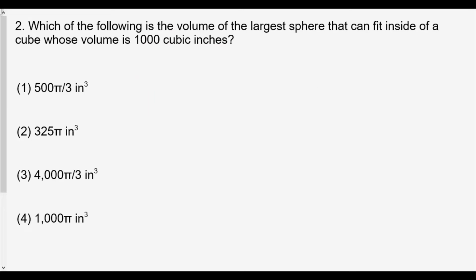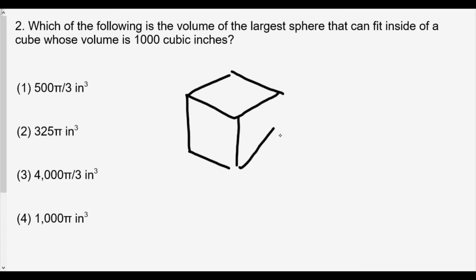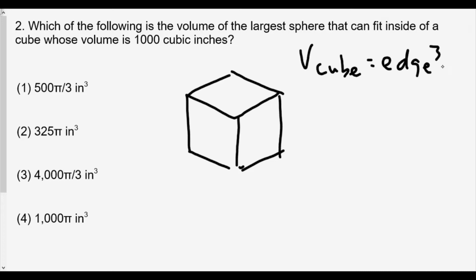Question 2. Which of the following is the volume of the largest sphere that can fit inside of a cube whose volume is 1,000 cubic inches? So what we're going to do is make a cube. The volume of a cube is edge to the third power. We call it edge here because it's going to look confusing to use the word side when a side could also mean a face.